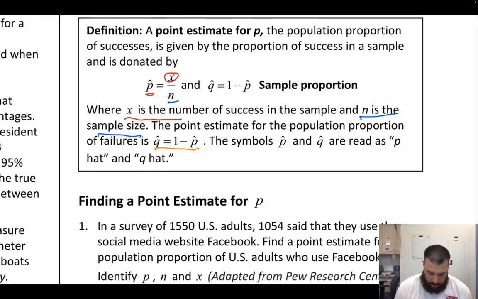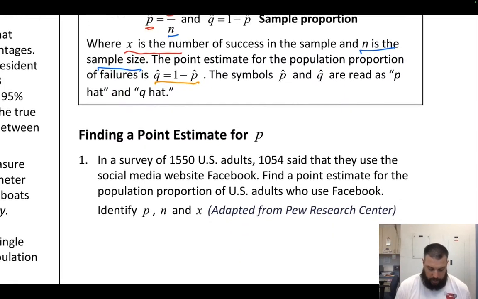So let's look at an example here. In a survey of 1,550 US adults, 1,054 said that they use the social media website Facebook. Find a point estimate for the population proportion of US adults who use Facebook. So identify our parts that we have here: p, n, and x.